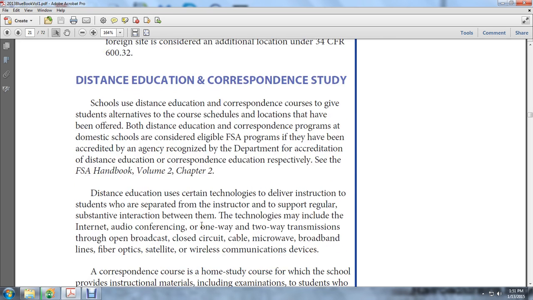Distance education and correspondence study. The school uses distance education or correspondence courses to give the student alternatives to courses scheduled at a location. Courses offered in distance education or correspondence programs at the domestic school are considered eligible for federal student aid if the program has been accredited by an agency recognized by the Department of Education for accrediting distance education or correspondence education respectively. See Federal Student Aid Handbook Volume 2, Chapter 2.